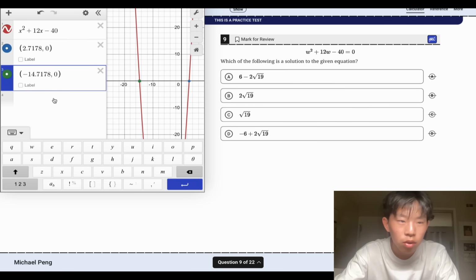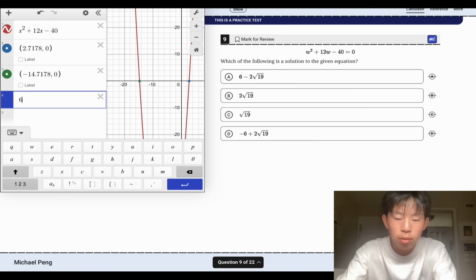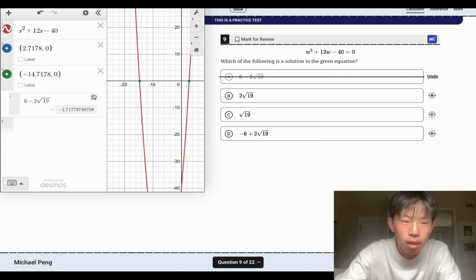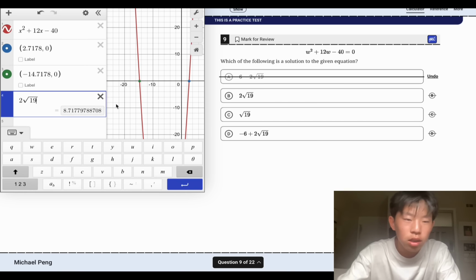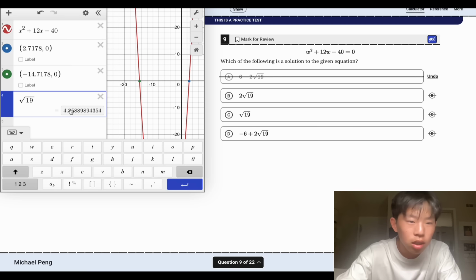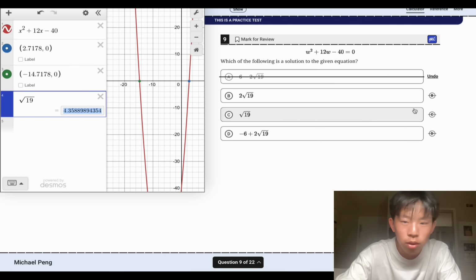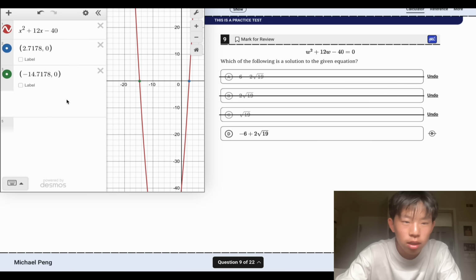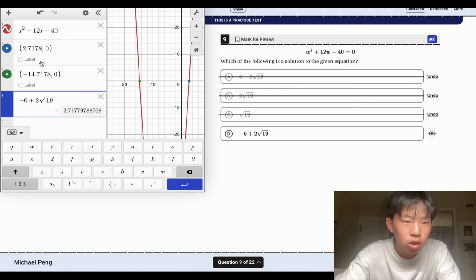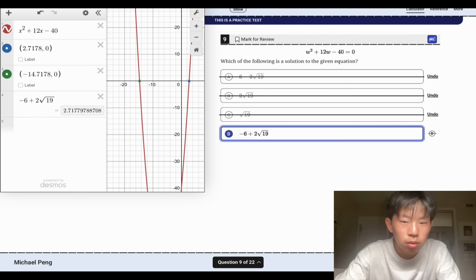So let's copy these two numbers down and pay attention. Do any of these numbers equal this? So this is negative 2.7. Do any of these numbers have negative 2.7? Nope. So this one's wrong. What about 2 square root 19? This one's 8.7. Do any of these numbers have 8.7? Nope. What about square root 19? 4.3. None of these have 4.3. So these two are wrong, so it has to be D. Negative 6 plus 2 square root 19 is 2.7. So this one matches, which means it has to be D.